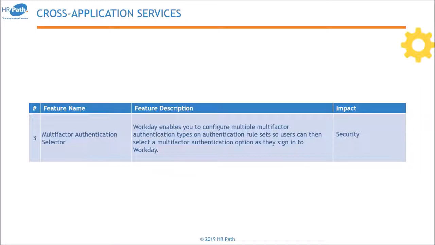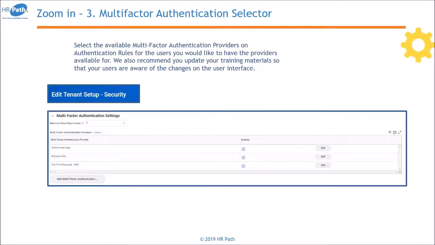As it is now, Workday has given you a number of authentication types that you can connect to a certain rule set, so that users can choose which way they would like to authenticate themselves in the system. If we look at the next slide, you will see that first you have to set these up in the tenant setup, and this you will find under the security settings. Here you can see that Workday has given you a number of options. You can authenticate via Authenticator app, backup codes, or a one-time passcode via SMS.